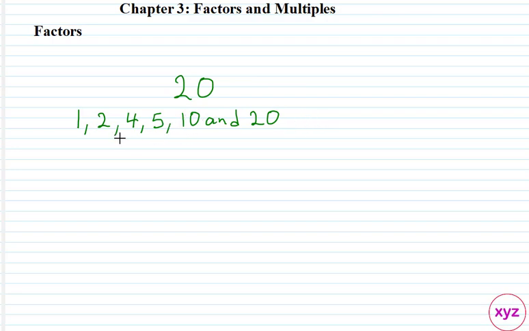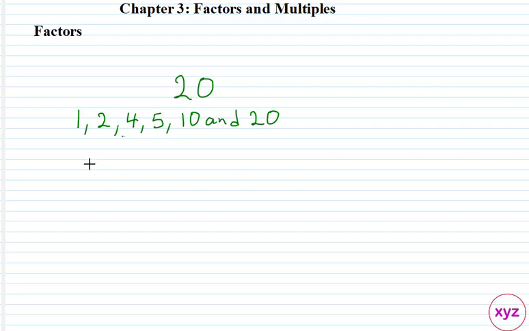So we refer to all these numbers that can divide into 20 without any remainder as factors of 20. A factor is any number that can go into another number without any remainder. So we refer to them as factors.